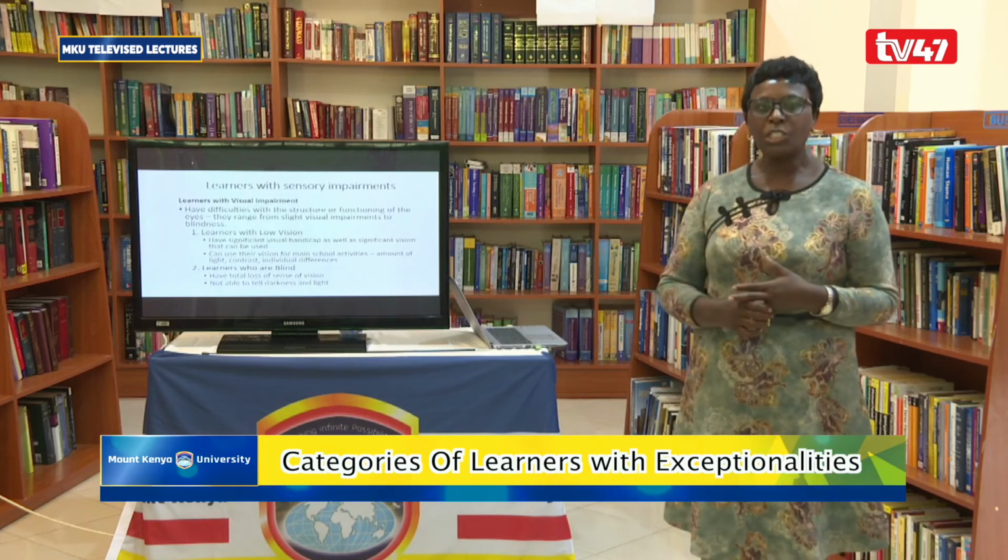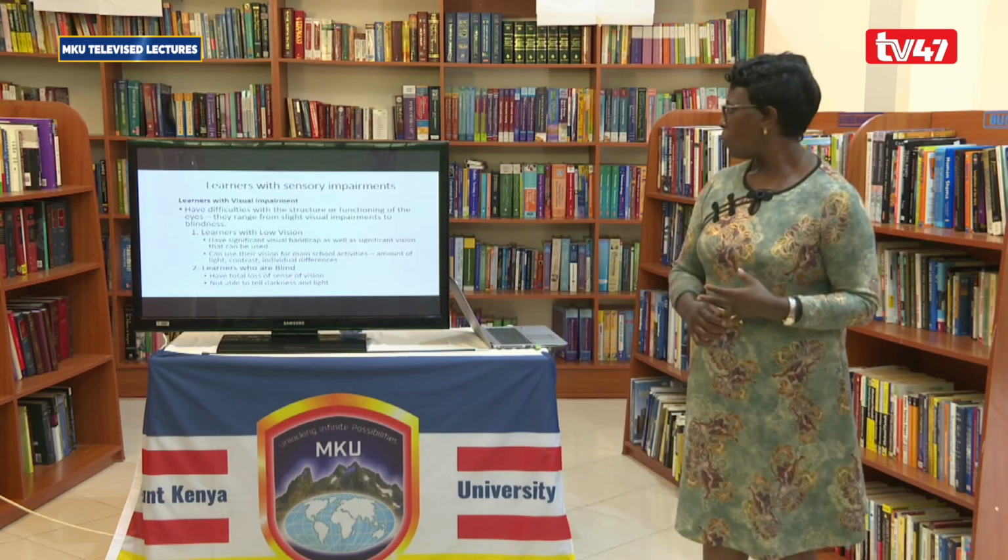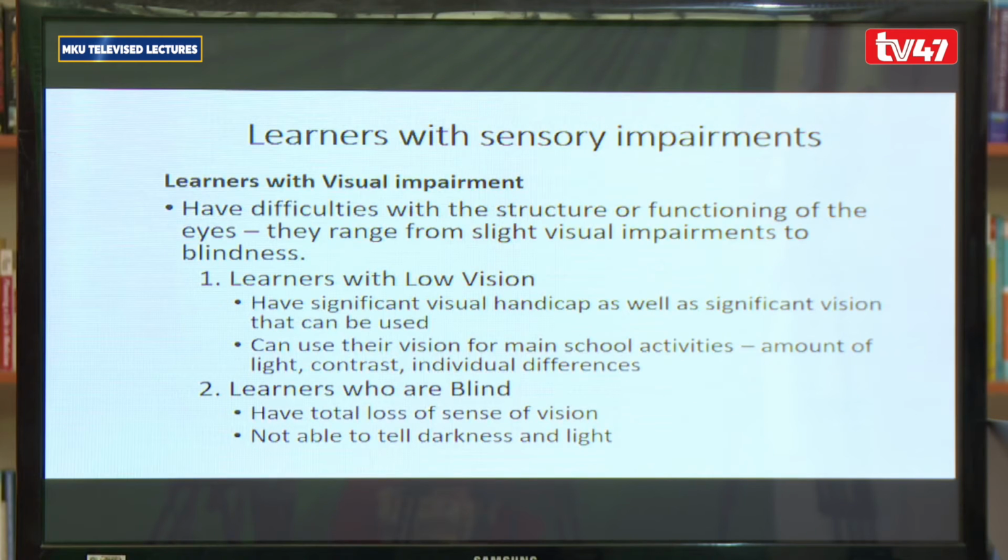Now, we will continue with learners with sensory impairments, and this time we'll be looking at learners with visual impairment. These are learners who have difficulties with the structure or functioning of the eyes. They range from slight visual impairments to blindness. And when we talk of the structure or functioning, those are two different things. Structure could be the positioning of your eyes, the eye itself. And there is also the functioning of the eye, which could be something to do with the optic nerve, the connection between the optic nerve and the brain. So that's why we are looking at the structure and functioning as two different things.